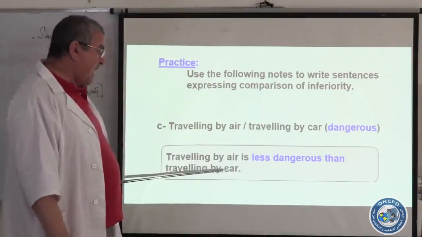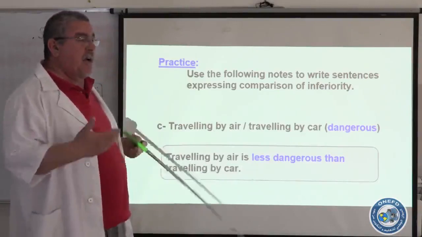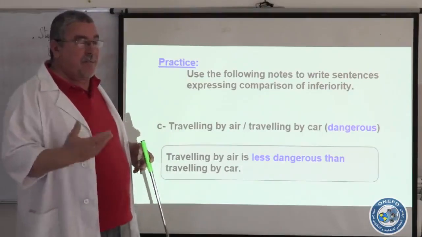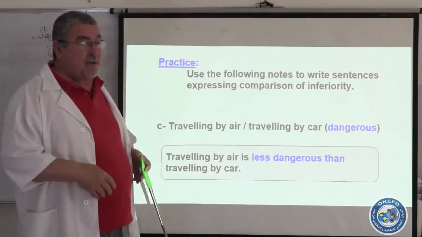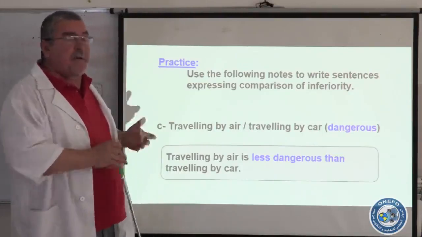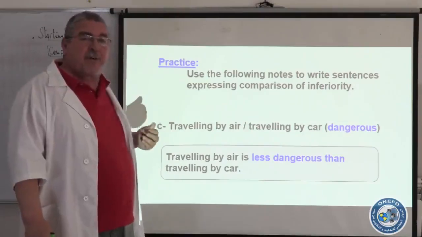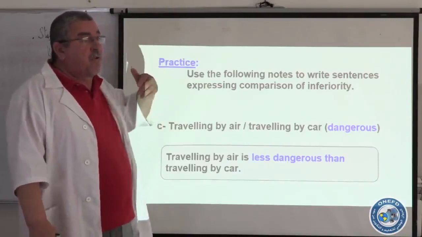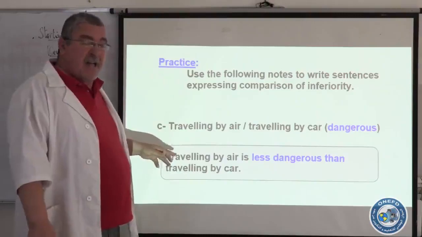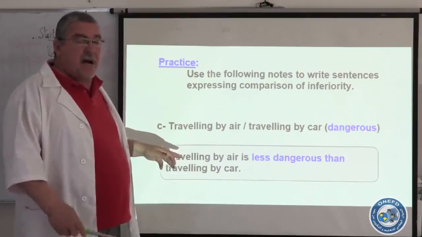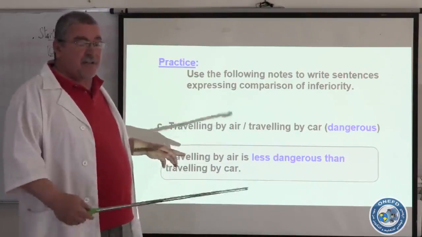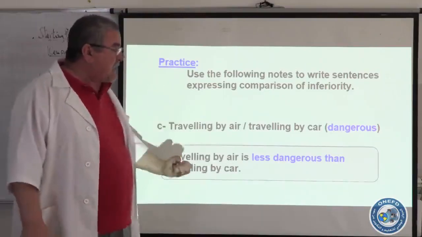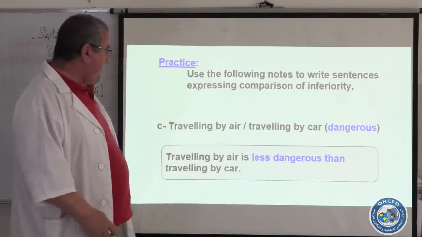than traveling by car. And we have this information when we check the news on TV talking about the number of deaths in the Algerian roads, for example. How many plane crashes are there per year here? Maybe one plane crash every 2 or 5 years. As for cars, there are hundreds of car accidents every day on the Algerian roads. So traveling by air is less dangerous than traveling by car.